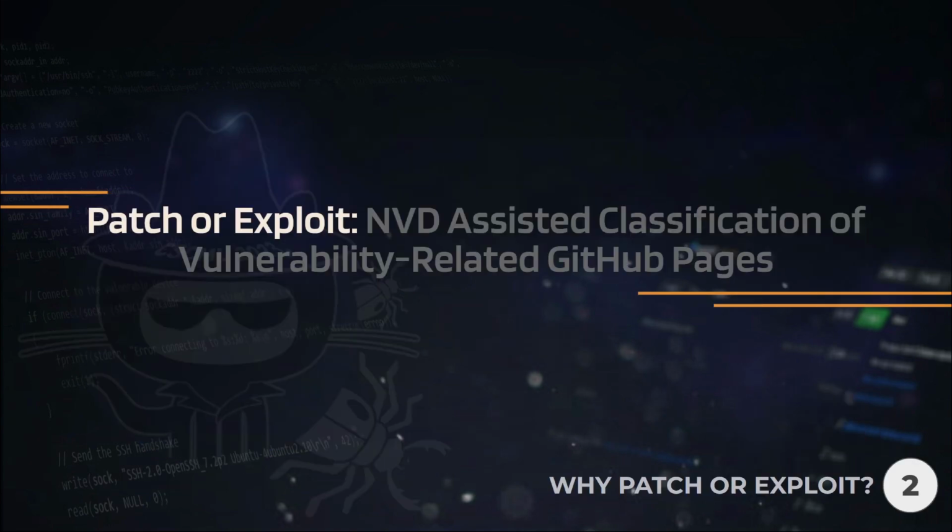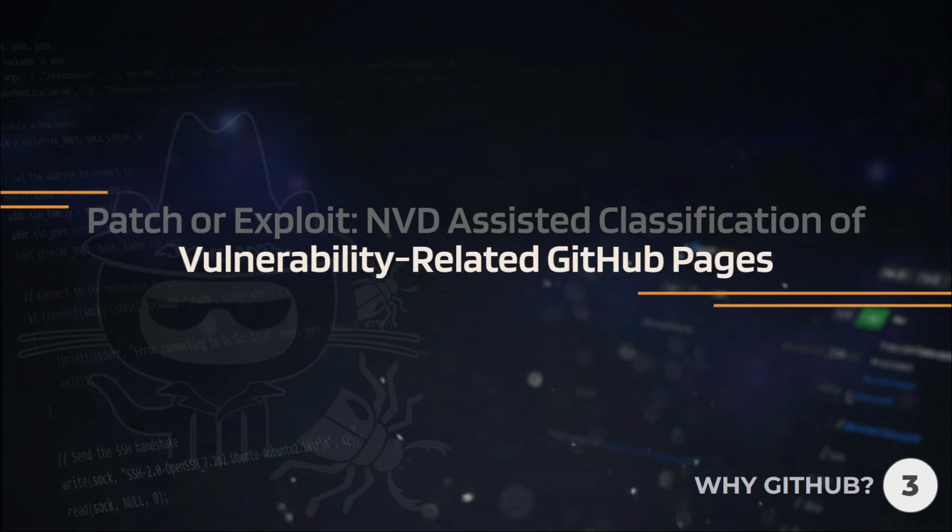So in this work we focus on two important entities from the context of cybersecurity, namely patch and exploit, and we particularly focus on these two entities because they directly impact the risk of vulnerabilities. So our interest here is to classify vulnerability-related GitHub pages according to these two entities previously mentioned.